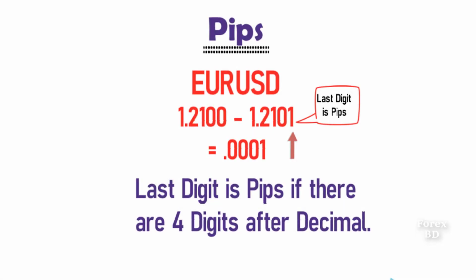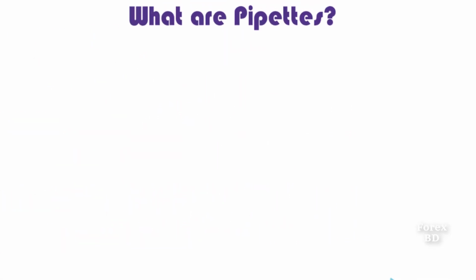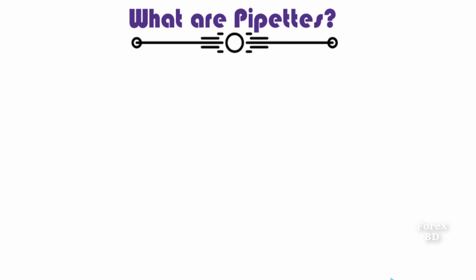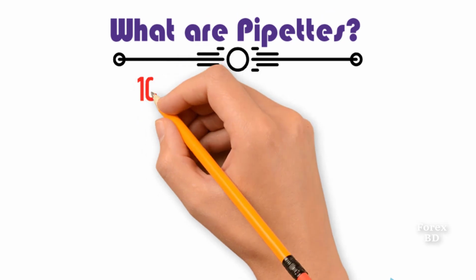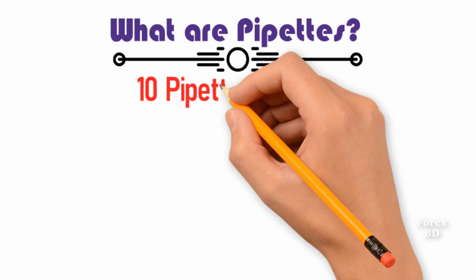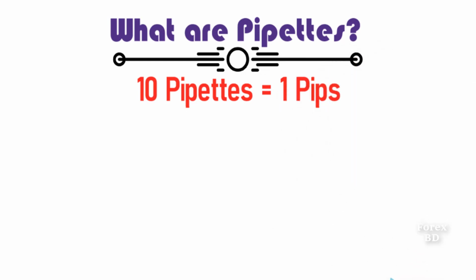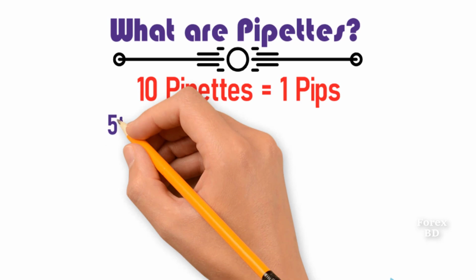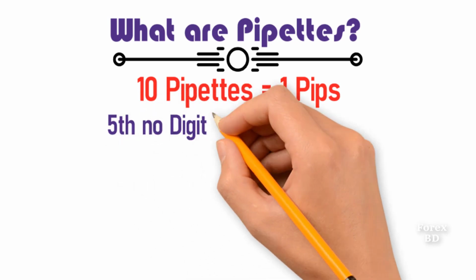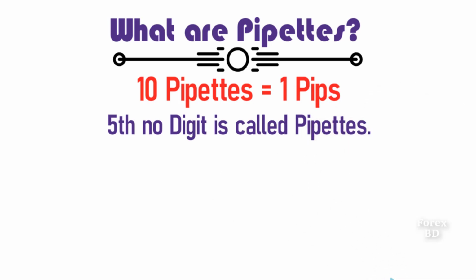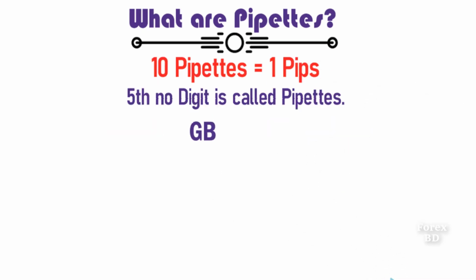What are pipettes? Many brokers show 5 digits after the decimal point instead of 4, and 3 instead of 2. These brokers quote fractional pips. This is called pipettes. Remember, 10 fractional pips are equal to 1 pip. That is, if you see a price with 5 decimal digits in your trading terminal, you will understand that if the 5th digit of the decimal changes 10 times, the 4th digit will change by 1 pip. This number located in the 5th place of the decimal is called pipettes or points.